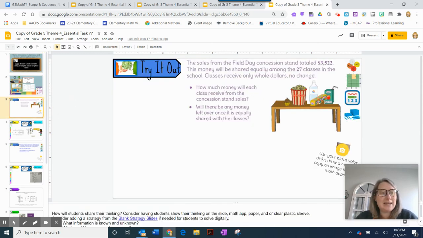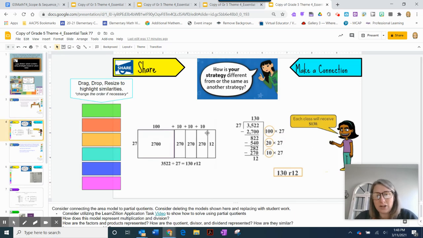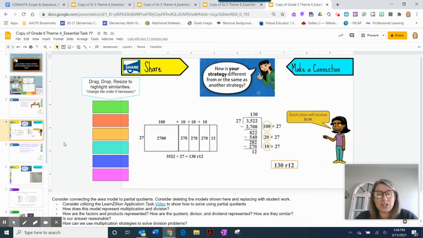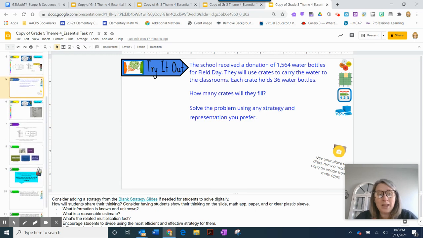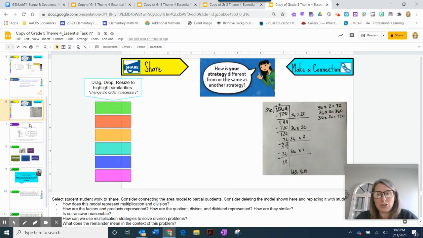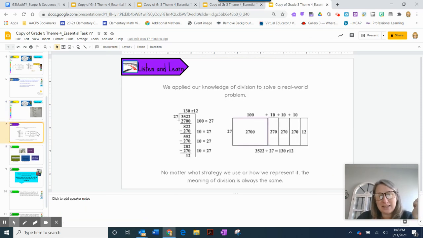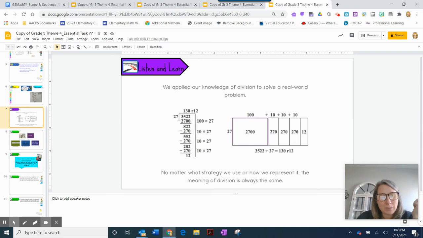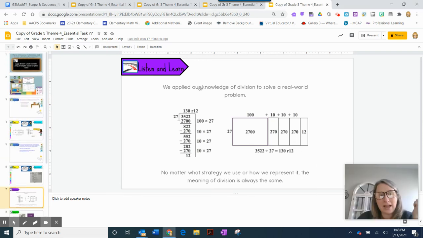Once again, practice, making those connections. These are here, but please feel free to change them, because this is not the only way to do an area model or partial quotients. We can have that partitioned differently, so keep that in mind as you go. You'll notice these last two essential tasks focus a little bit more on the partial quotient strategy. Once again, do what is best for your students, do what they're being successful using. Here are some practice problems and some slides that you can utilize.